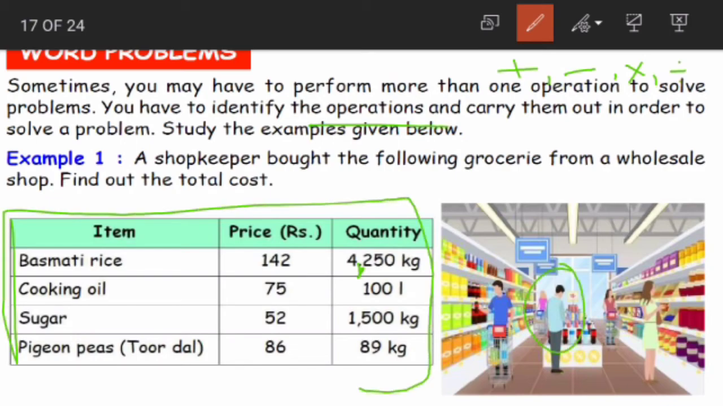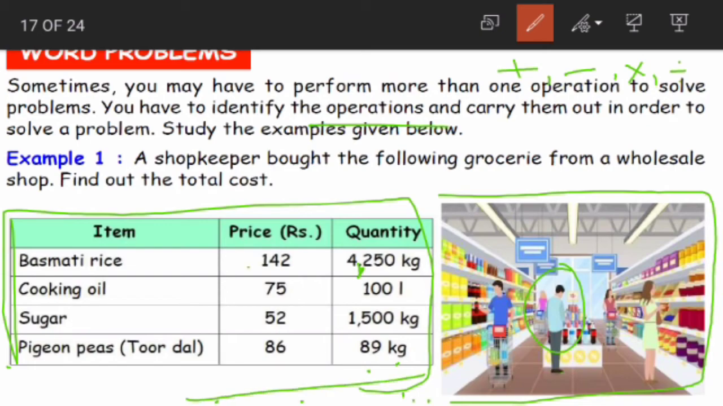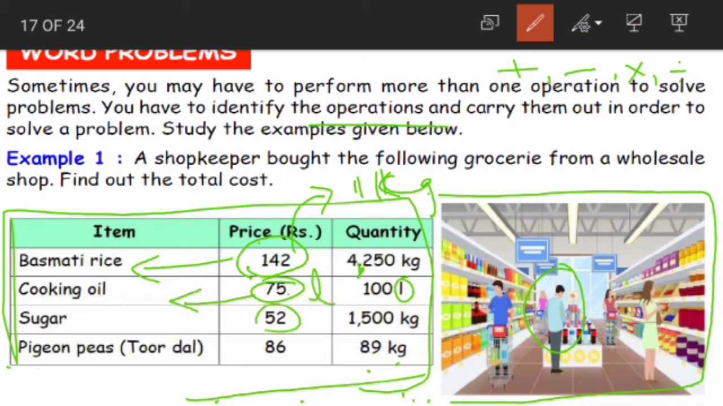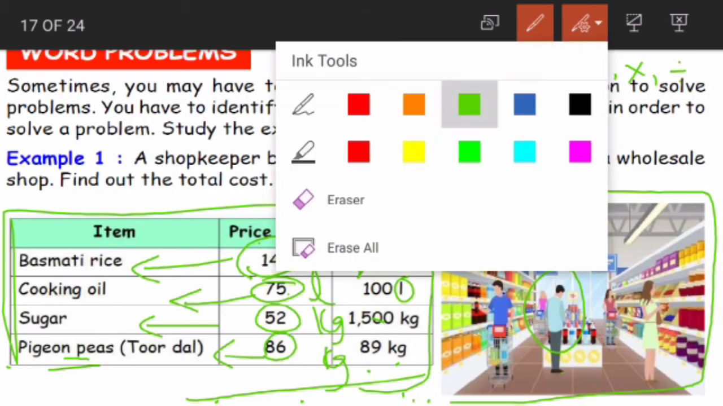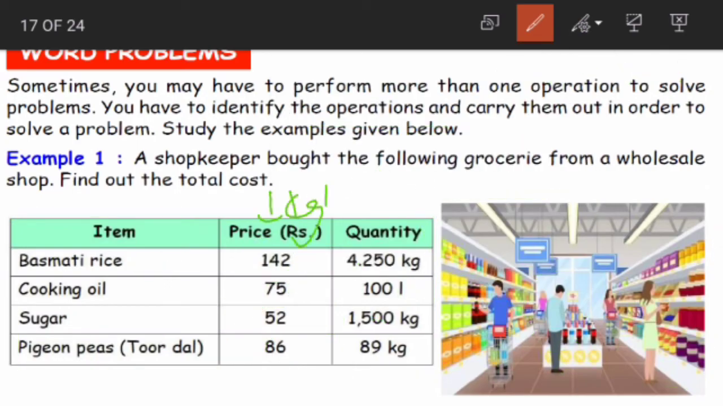Yes. Now what are we having here? A shopkeeper went to a wholesale grocery store and bought these many items, it seems. We have to find out the total cost. What is the difference here to what we have solved in the previous classes? This 142 is the price per 1 kg of rice. In the same way, 75 rupees is the price of 1 liter of cooking oil. 52 is the price of 1 kilo of sugar. 86 is the price of 1 kilo of green peas. Understood children? These are the prices of 1 kilo or 1 liter.